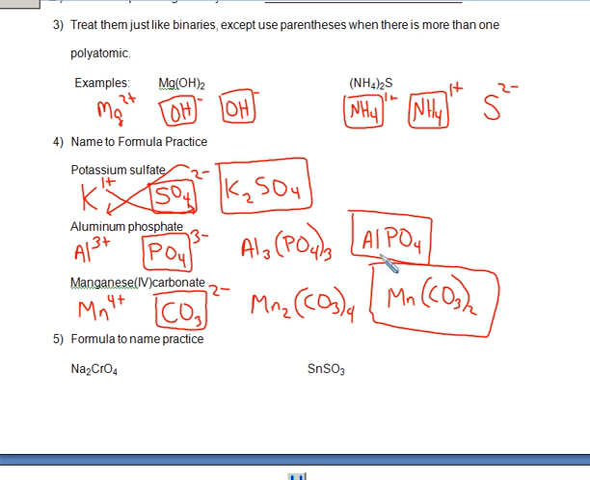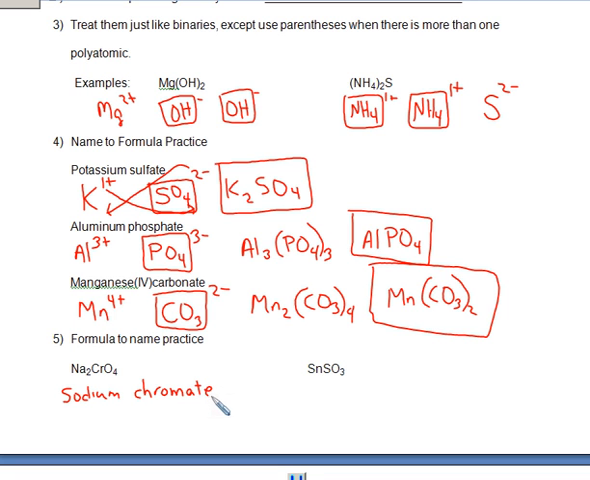Okay, let's try formula to name practice. What we have here is Na2CrO4, so you're going to have to know your names of your polyatomics. Na is sodium. We know the charge on sodium is always +1. We do not need parentheses, so we can go straight to naming the polyatomic. And that polyatomic is chromate. So that was an easy one.